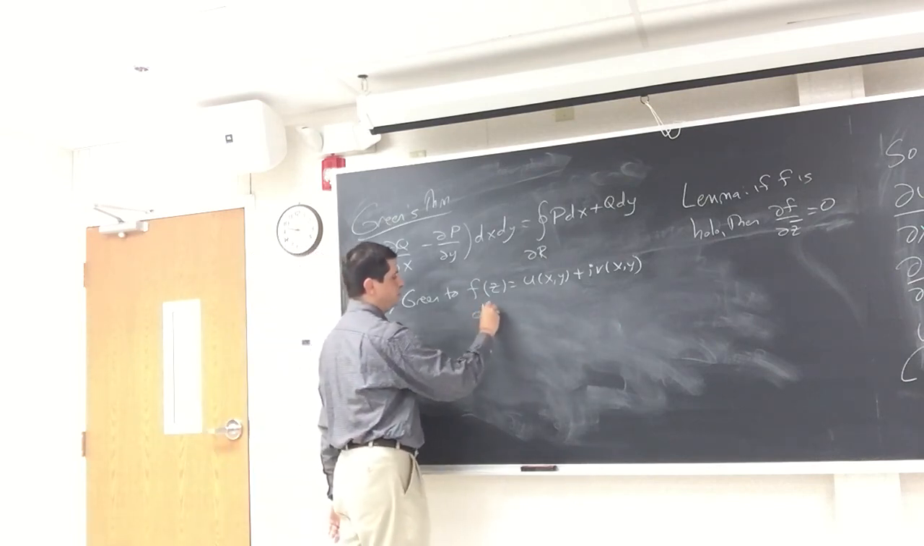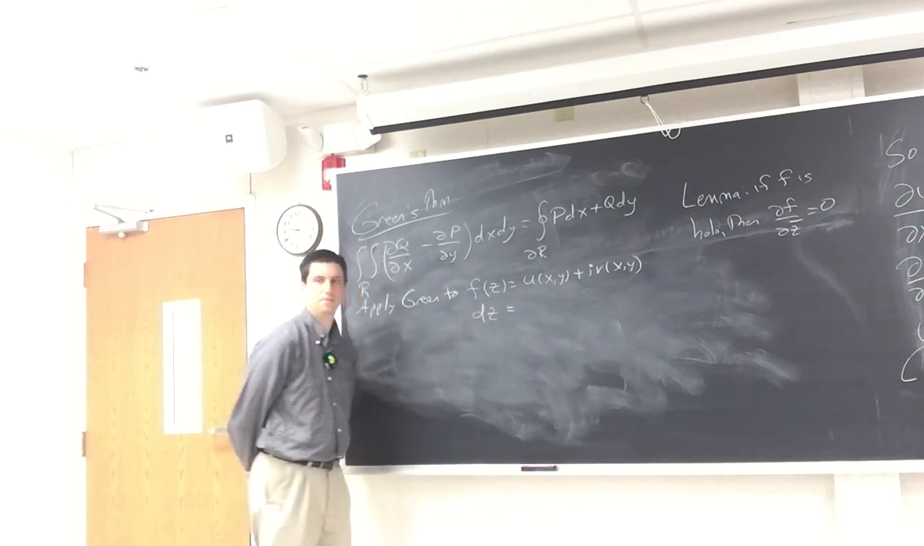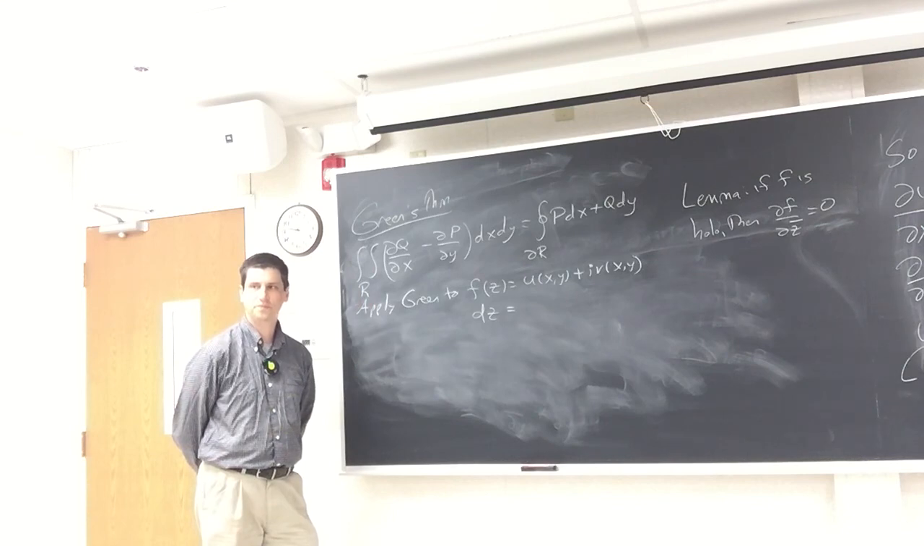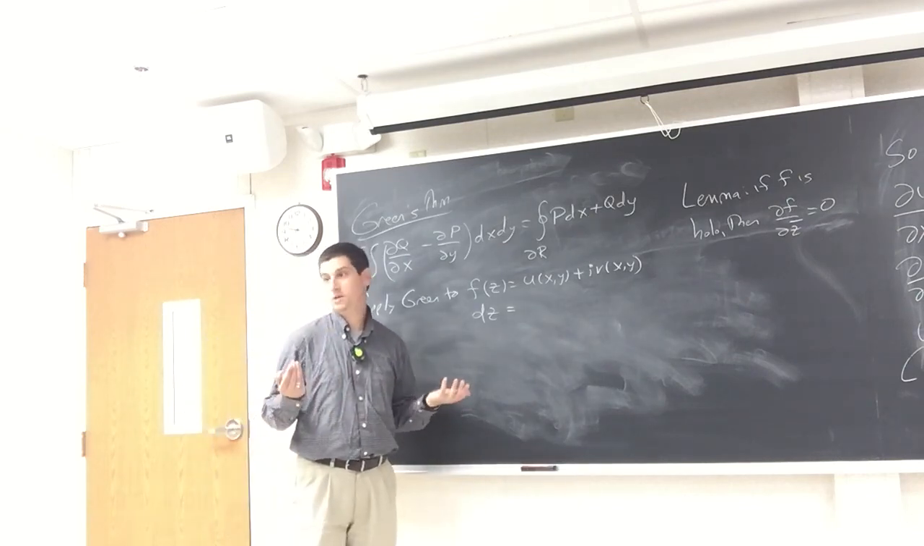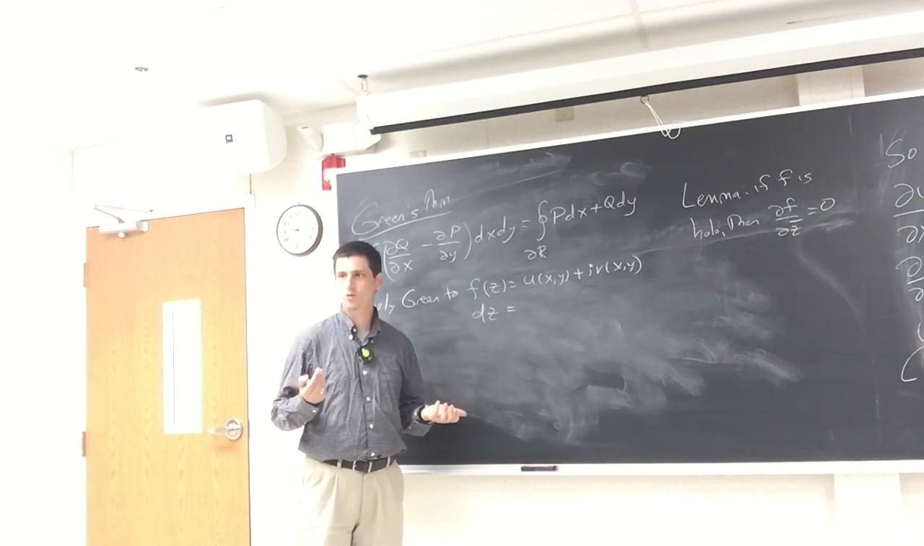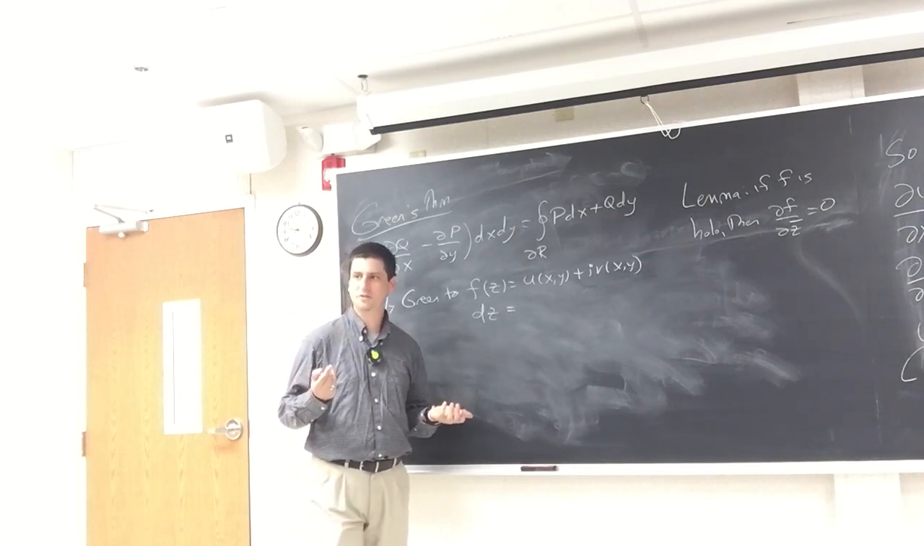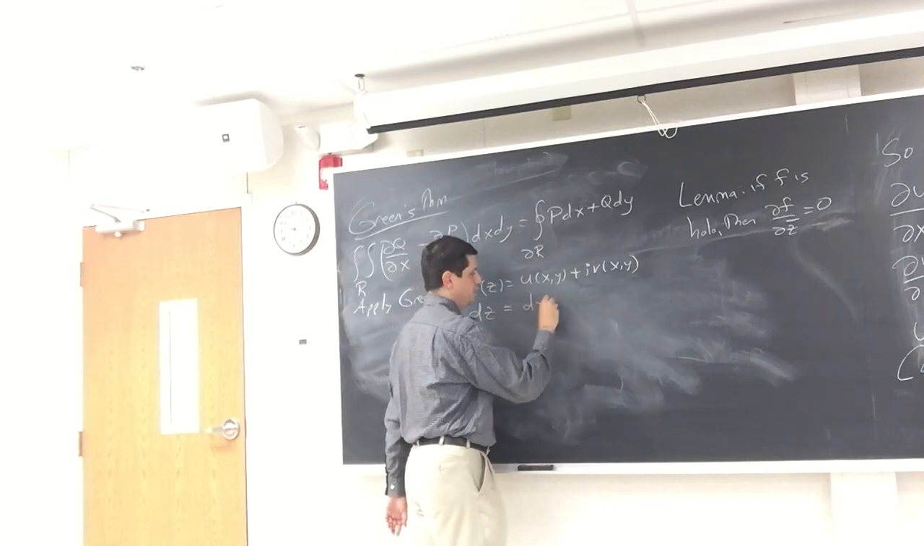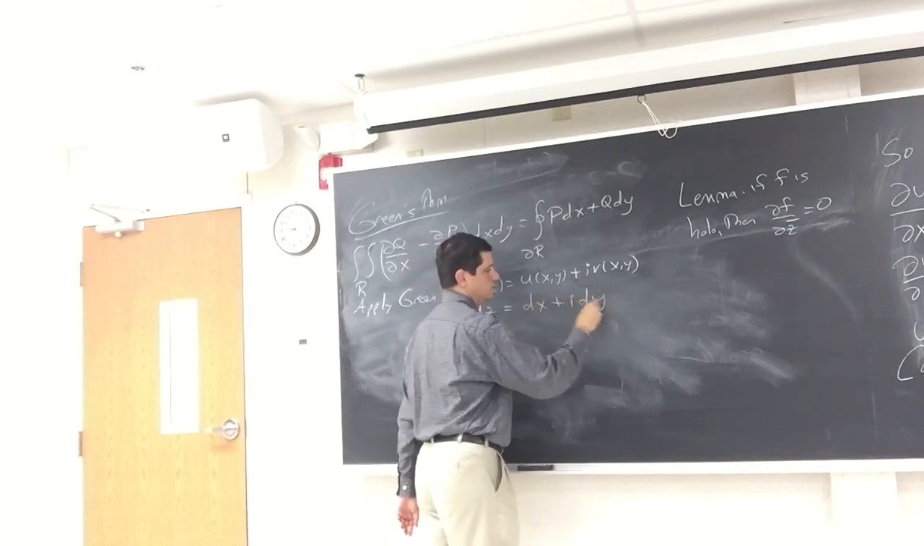What do you think dz should be? So f is u plus iv. What do you think dz would be? z is x plus iy. What would you say dz should be? dx plus i dy. Good.